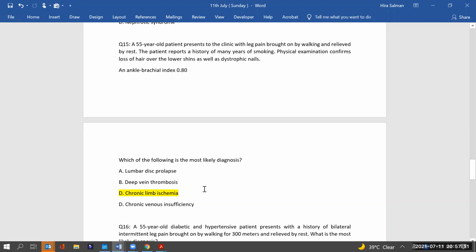Deep vein thrombosis: if it's a deep vein thrombosis, what will happen? There will be pain and swelling. Swelling will be there, exactly. And if it's chronic venous insufficiency, you will see lots of varicosities. There must be something in the physical examination. If they want us to answer chronic venous insufficiency, there must be some more physical findings there, not these findings which are pointing towards PAD.